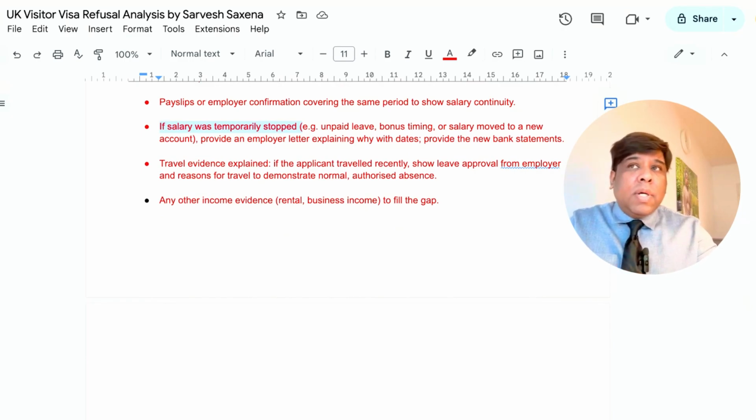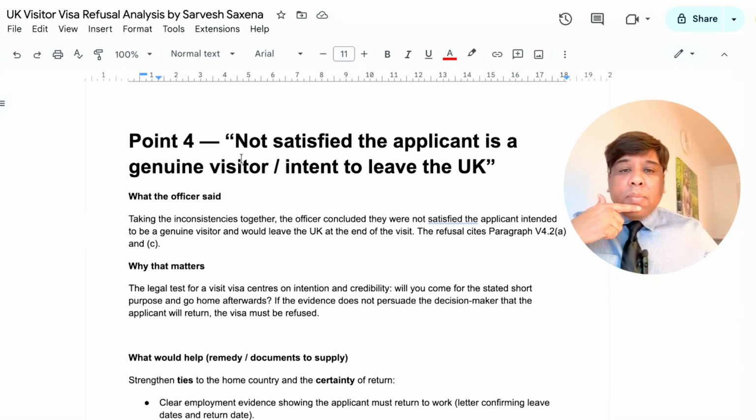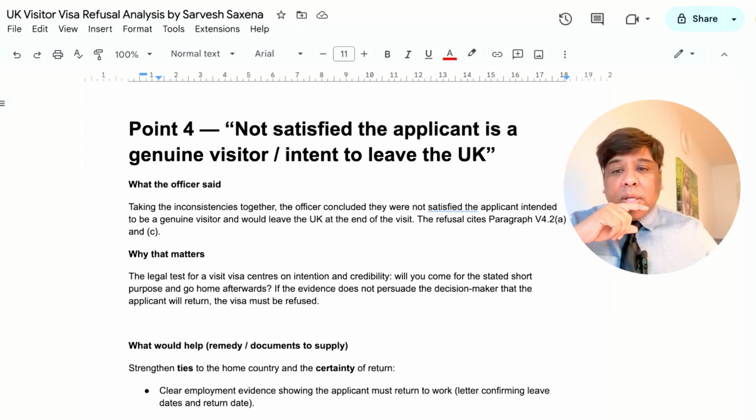And here is the proof that my father paid for it. So even if you don't have authorized absence, you can provide a genuine, bona fide explanation of why you traveled and on what basis you were able to fund that trip. Now, if you have any other income, rental income, business income, you should also show that to fill the gap. Now, point number four, not satisfied that the applicant is a genuine visitor and intends to leave the UK.